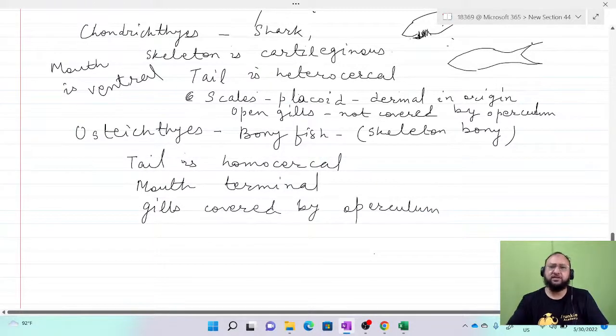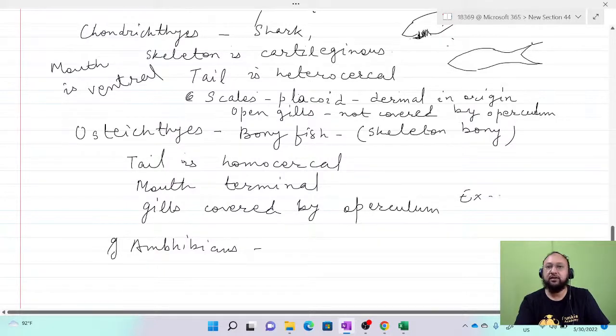Now, these amphibians are called so because they have the capability to live in water as well as on land. Glandular skin, amphibians.